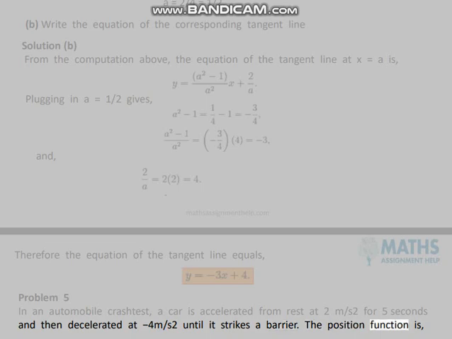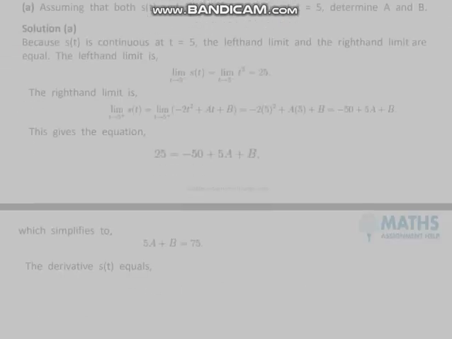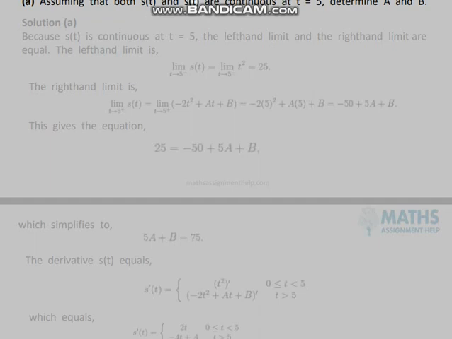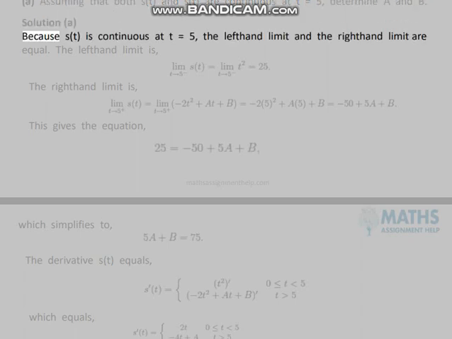The position function is. A. Assuming that both s(t) and s'(t) are continuous at t equals 5, determine a and b. Solution A. Because s(t) is continuous at t equals 5, the left-hand limit and the right-hand limit are equal. The left-hand limit is, the right-hand limit is, this gives the equation.